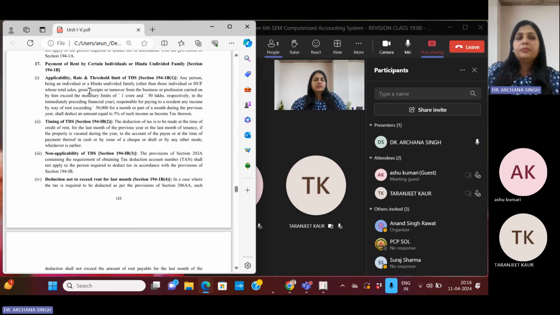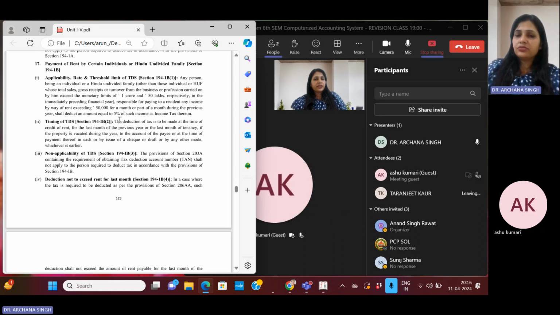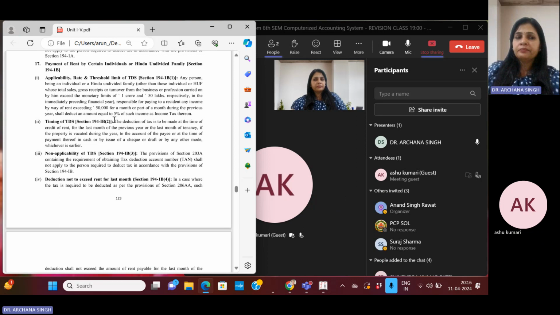So applicability of rate: कोई भी person, whether it's an individual or HUF, other than individual or HUF whose total sales, gross receipts or turnover from business or profession carried on by him exceed the monetary limits of 1 crore and 50 lakhs respectively immediately preceding financial year, is responsible for paying to a resident any income by way of rent exceeding 50,000 for a month or a part of a month during the previous year shall deduct an amount equal to 5% of such income as income tax thereon. तो 5% का जो है वो अमाउंट डिडक्ट करेंगे.